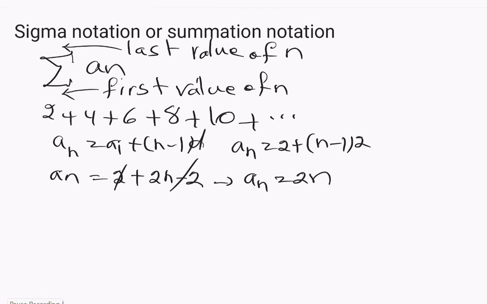Okay, so we have everything now to write down the sigma notation, or summation notation, representing the series we have here. Again, we have sigma. We have infinity at the top. It starts with n equals 1, and then the formula for our terms is 2n.